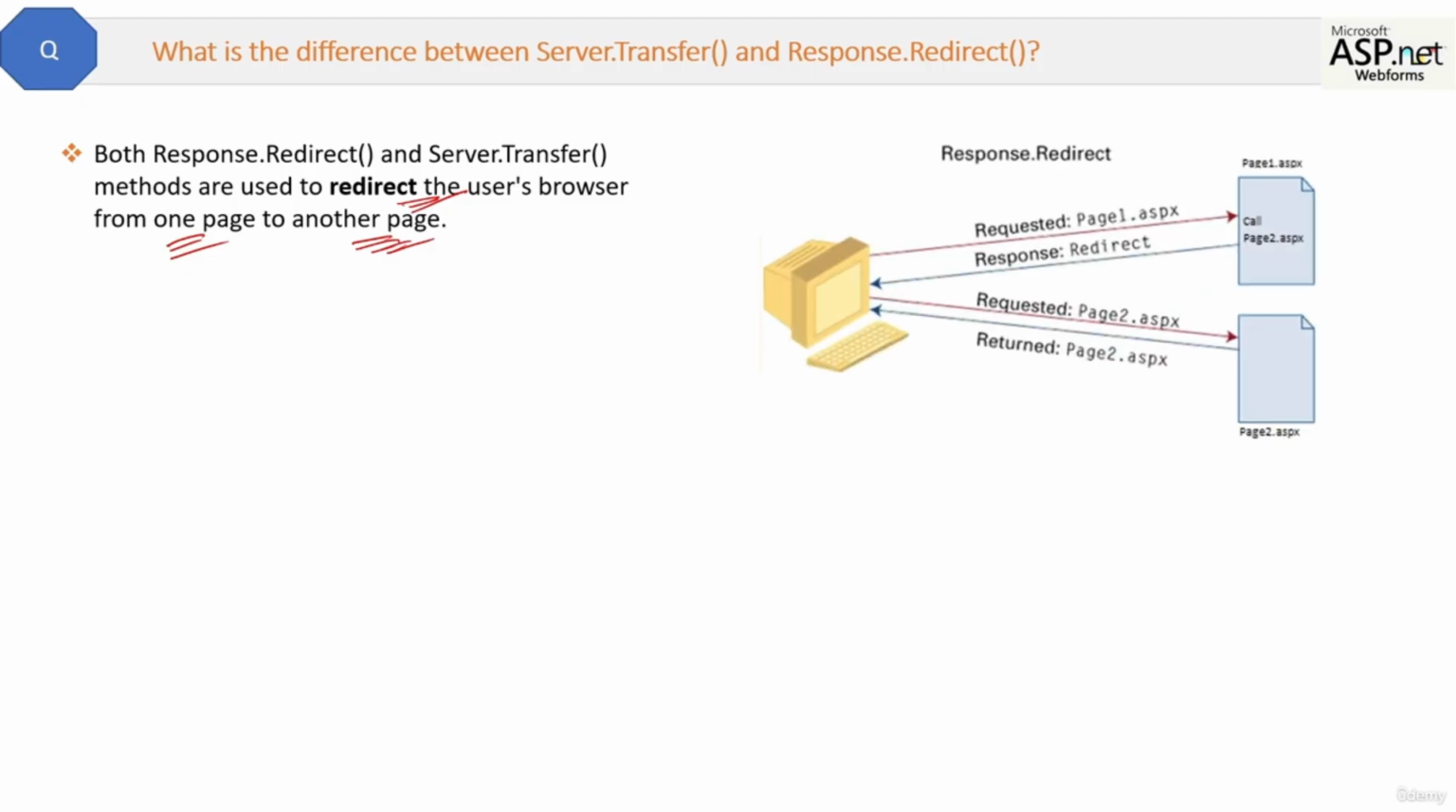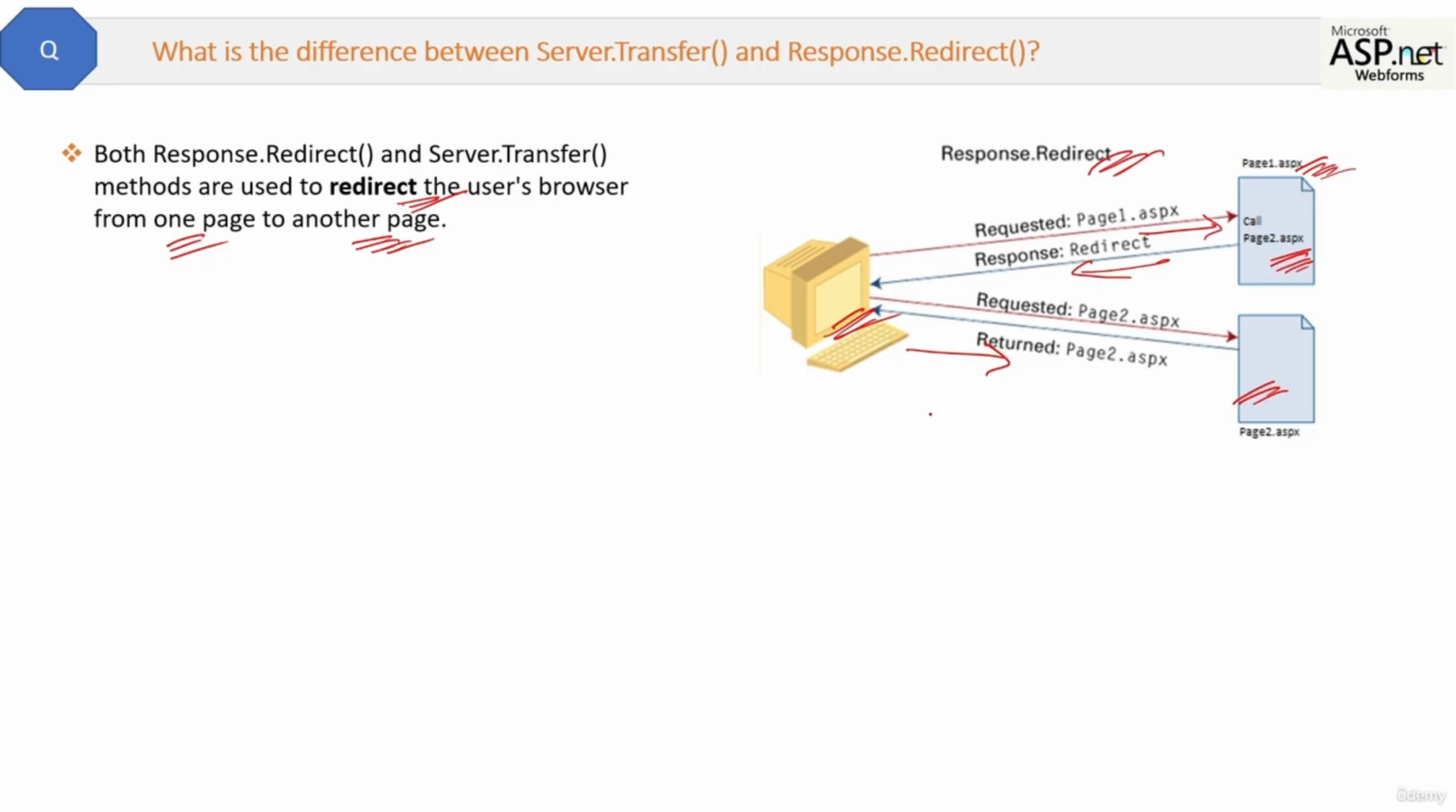Here you can see the diagram of response.redirect method. Suppose a client will send a request for page1.aspx to the server. Now inside the page 1, after some logic, it is required to call page 2. So if you are using response.redirect for this, then it will send the response back from server to the client, and then client will redirect to the page 2 from the server only. So this is also what we call the round trip.